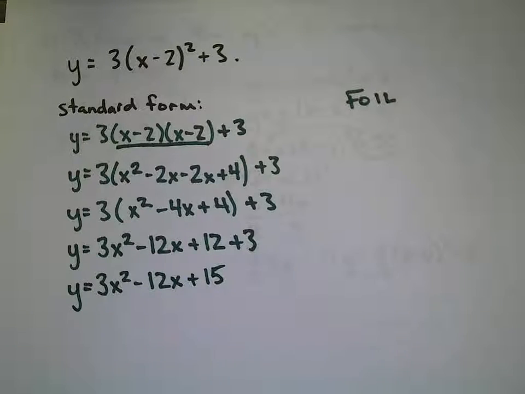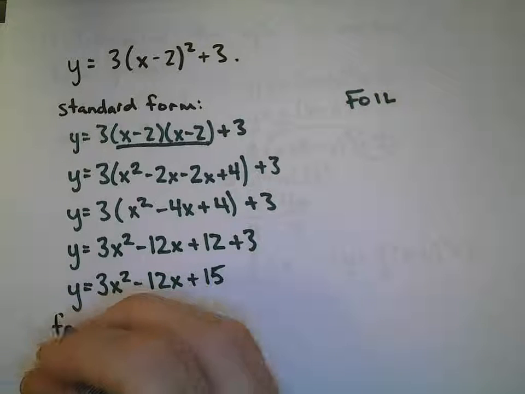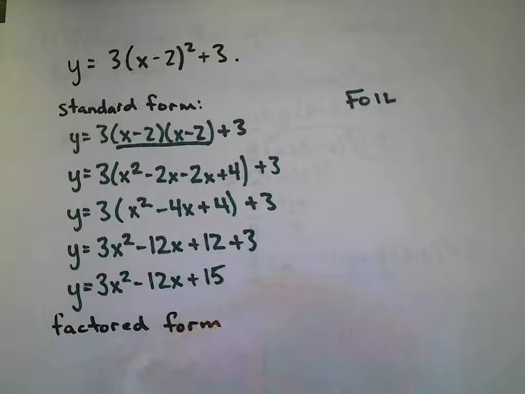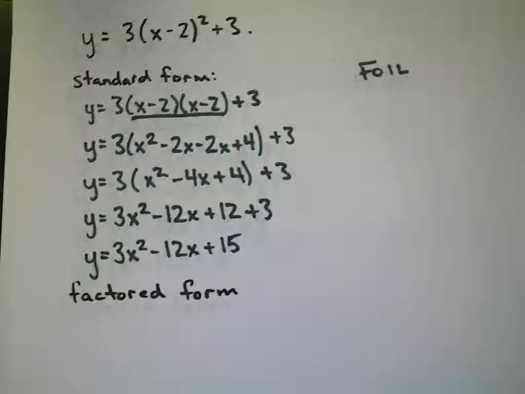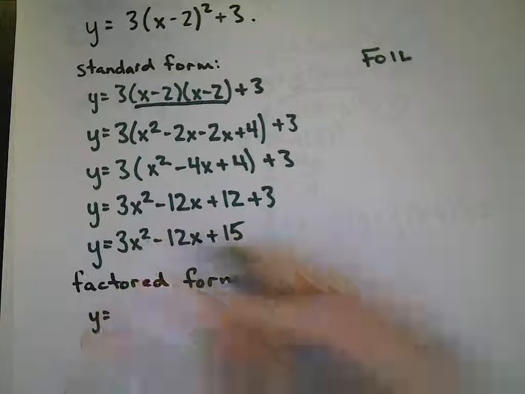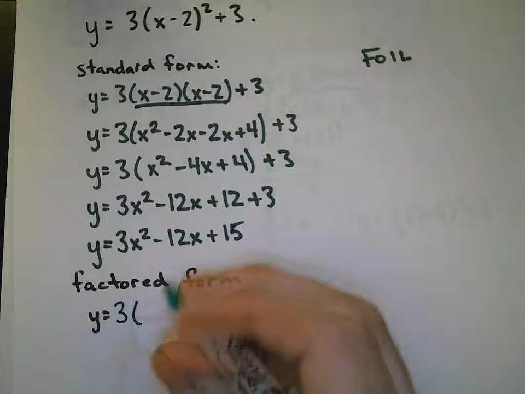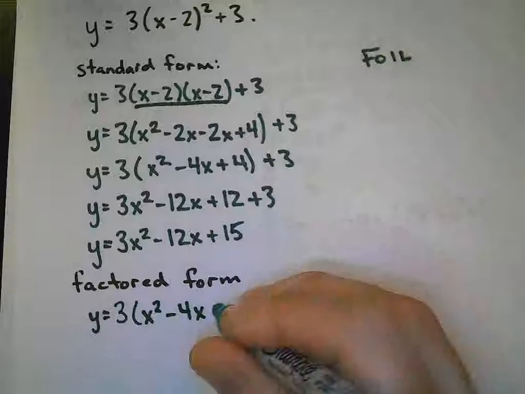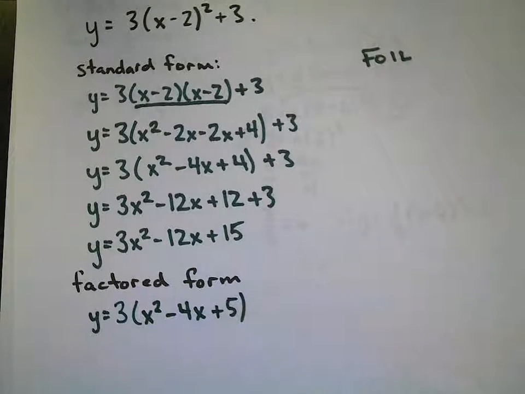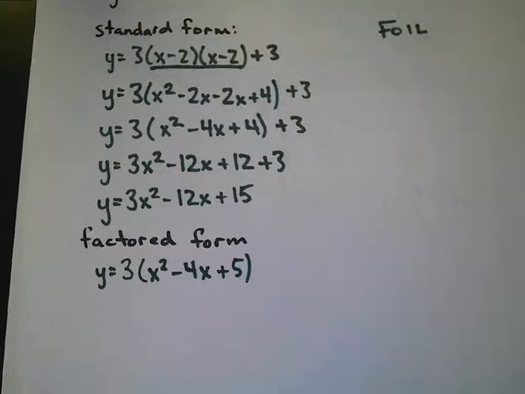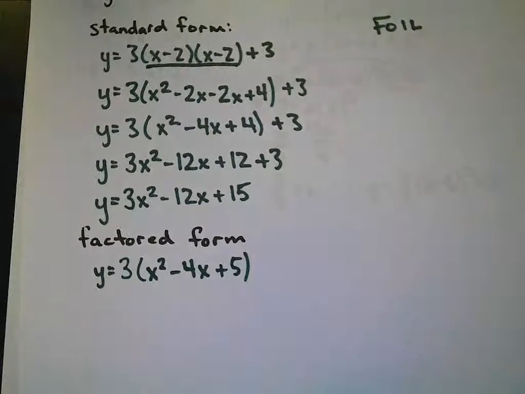I would like to see if we can factor this and put it into factored form. Well, we'll notice in factored form, y would be equal to, each term is divisible by 3, so 3 times x squared minus 4x plus 5. Unfortunately, in this case, we don't have an option that works out. We can't factor any farther than that.